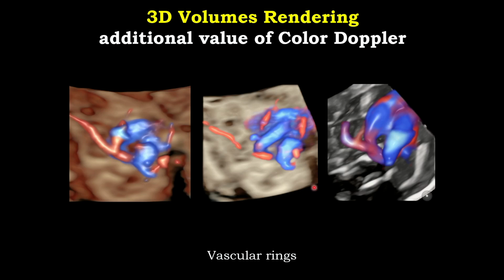Then you take the 3D volume at the level of the three vessel and trachea view, and then you can clearly see these are 3 examples of the vascular ring due to the right-sided aortic arch, left-sided ductus arteriosus, and the left subclavian artery that runs on the back behind the trachea.